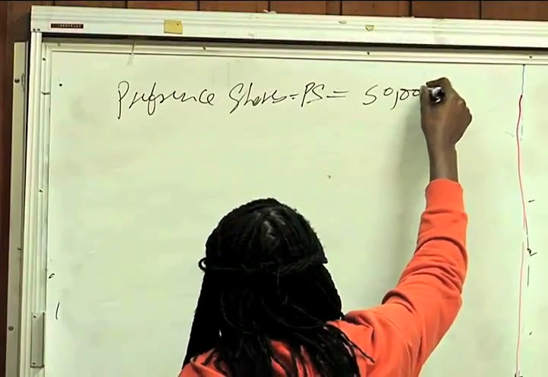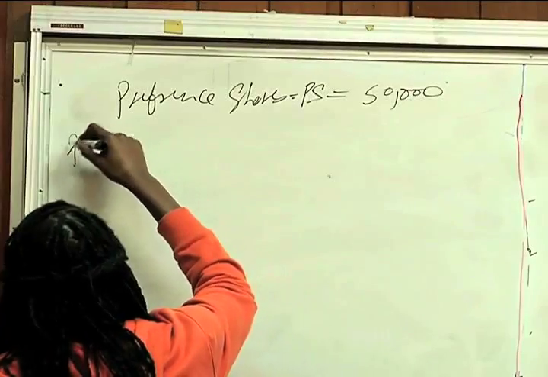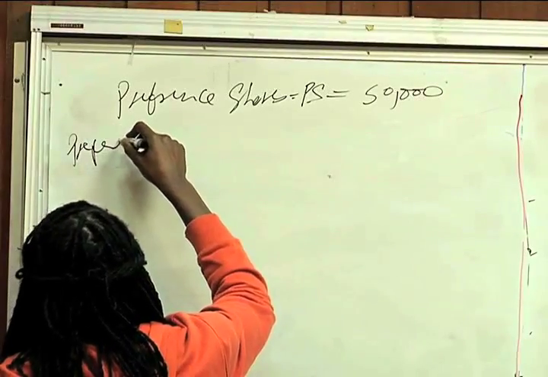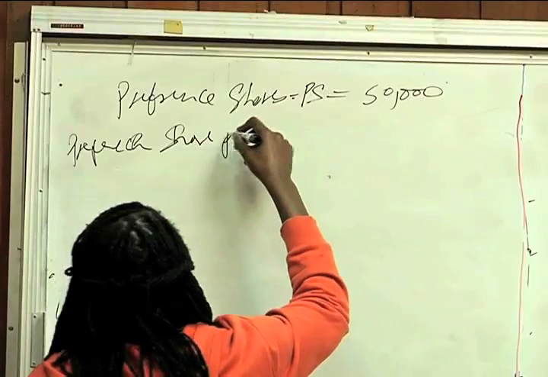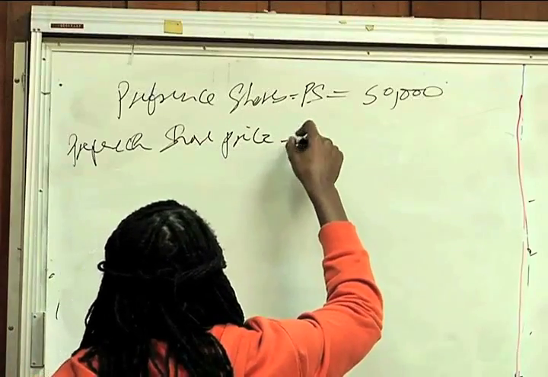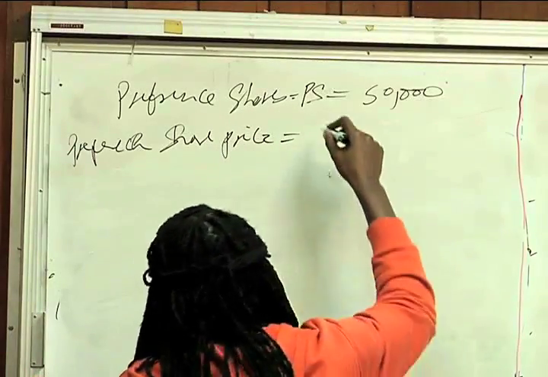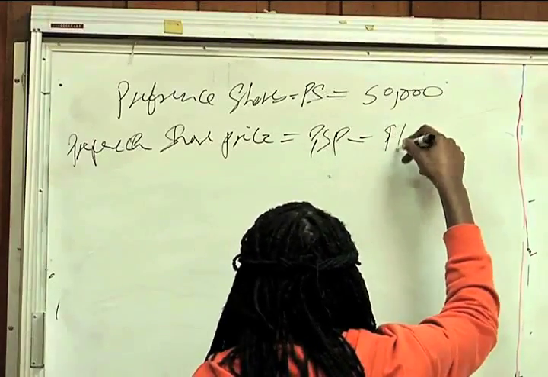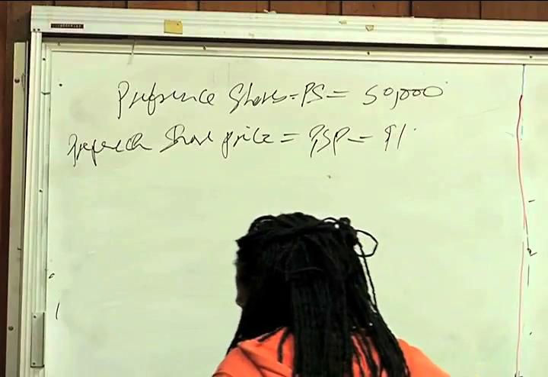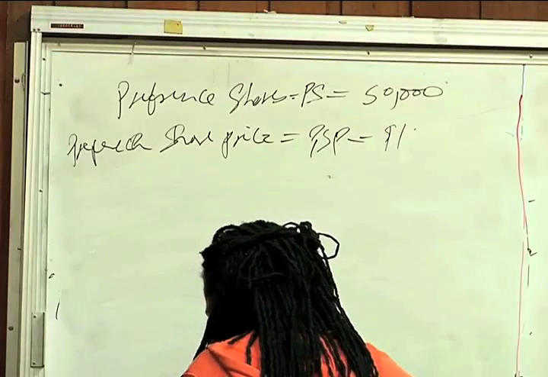50,000 preference shares. Preference share price, PSP, equals $1. Ordinary share.